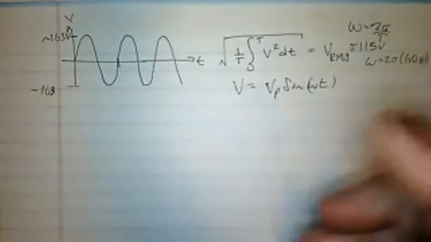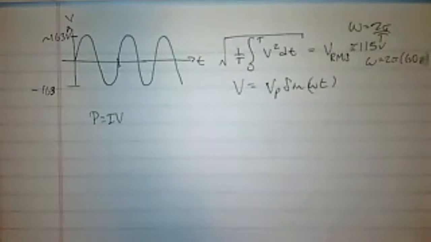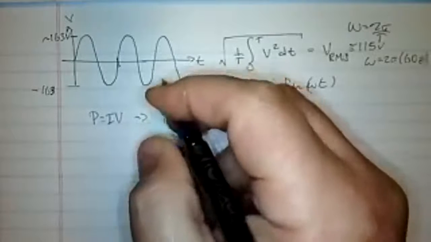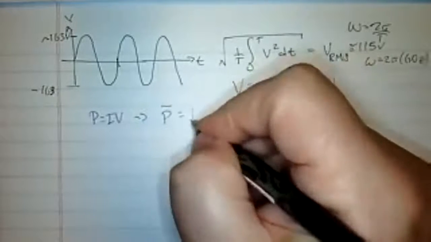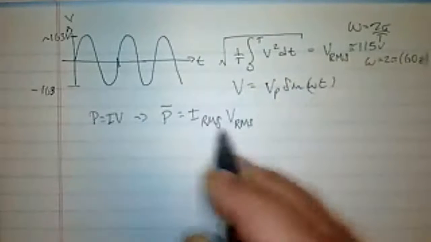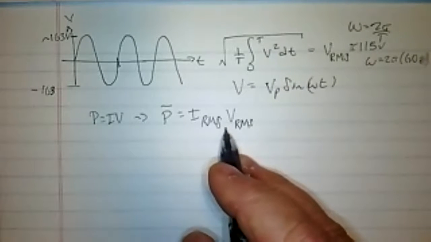But as you might imagine, when I say P is equal to IV, that was all derived for basically DC. But it turns out it actually works for AC as well. You just have to use what you're supposed to use, which means you can say P average is equal to I RMS times V RMS. So it looks like the same formula we had before for DC, but we're now adding an RMS to it.